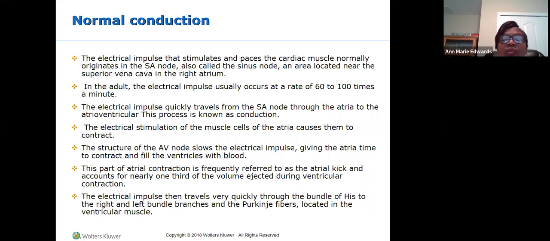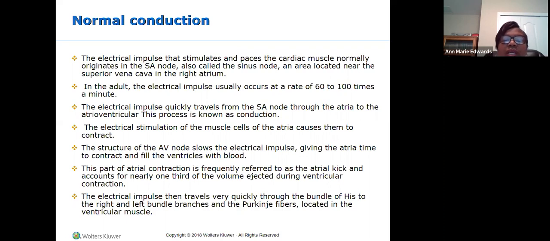The structure of the atrioventricular node slows the electrical impulse when it reaches there, so it gives time to the atria to fully contract and empty its content down into the ventricles. This part of the atrial contraction is frequently referred to as the atrial kick and accounts for nearly 1/3 of the volume of blood ejected during contraction.